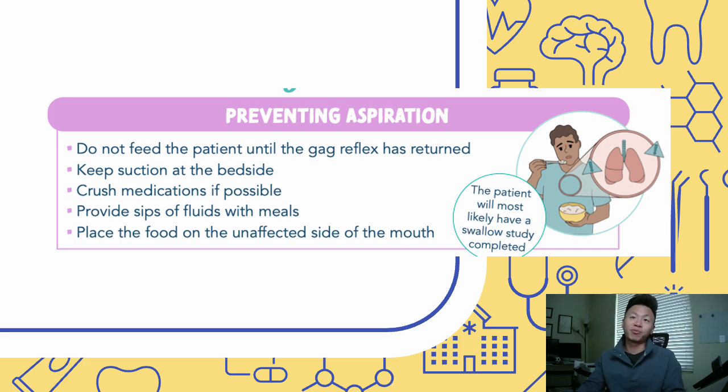We do have to feed our patients with what? Thicker fluids, mechanically soft diet, soft or altered diets. And of course, we need to feed them on the unaffected side. Don't ever feed them on the affected side where the gag reflex is absent.